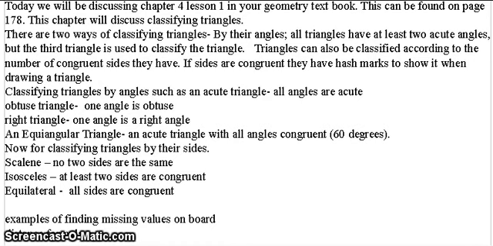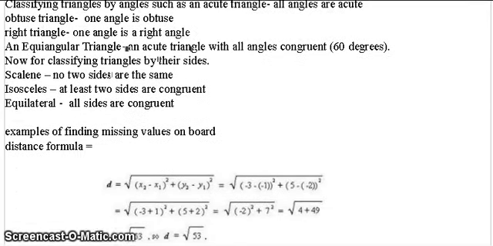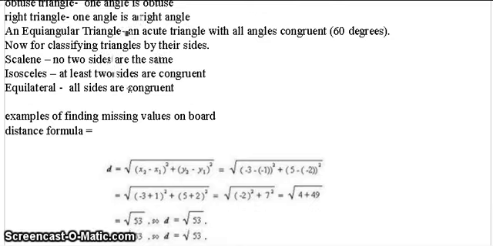Alright, examples of finding missing values on board. Distance formula. The distance formula is distance equals the square root of x2 minus x1 squared plus y2 minus y1 squared. This is just an example, as you can see on your screen right here, of the distance formula and how to use it.